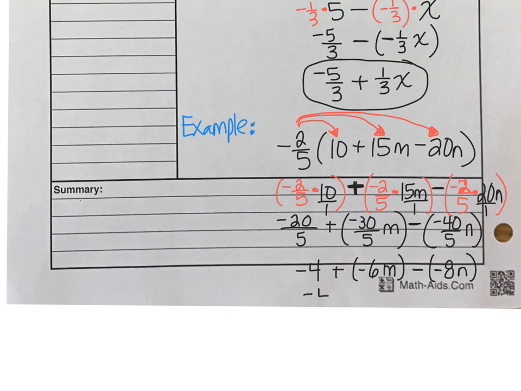So negative 4 plus, let's change that. Because adding a negative is the same as subtracting 6m, and then subtracting a negative 8n is the same as adding 8n. So there's my final cleaned up expression. And that expression means the same thing as the expression that we started with back up here.